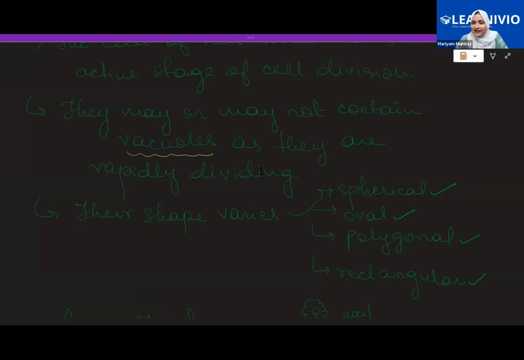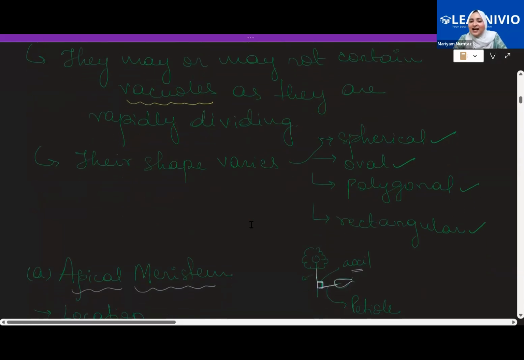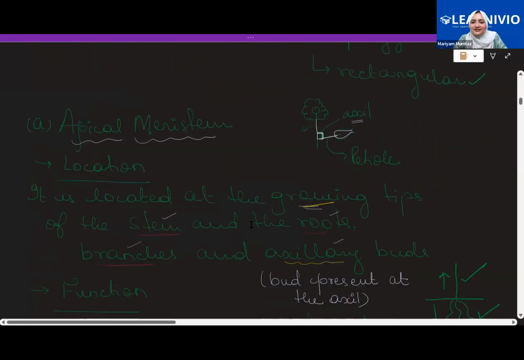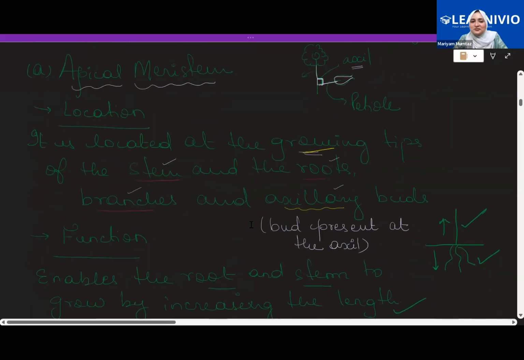And okay, Hafsa's kitty is also doing her class with us, isn't it? She is also learning about plant tissue. Okay, it's good. She'll be a knowledgeable cat.